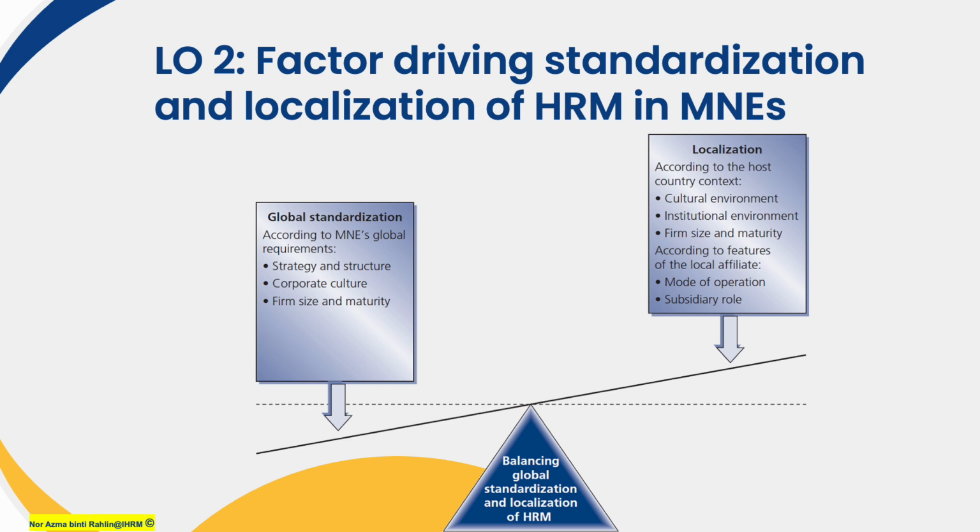So, in the application in human resource management, you must ensure that policies like compensation, recruitment, training, and performance evaluation align with the global company objective and local market conditions. A well-balanced human resource management approach ensures efficiency, compliance, and cultural alignment, ultimately leading to better business performance.